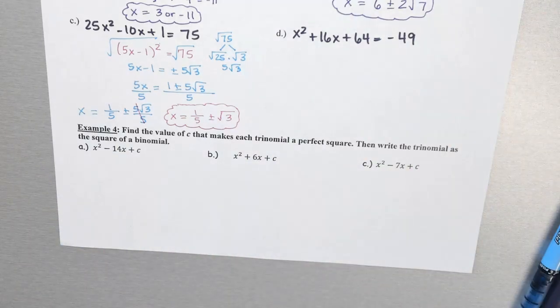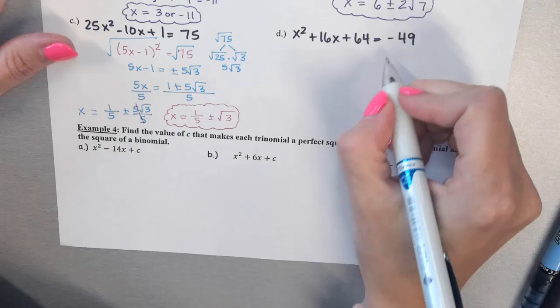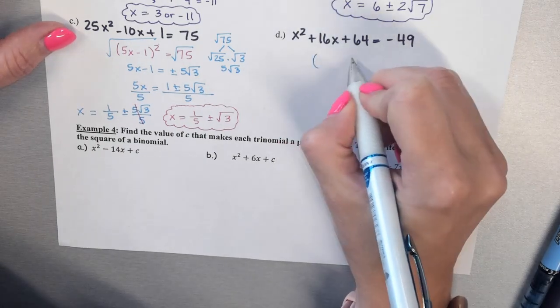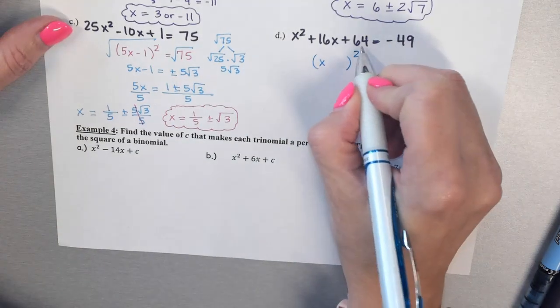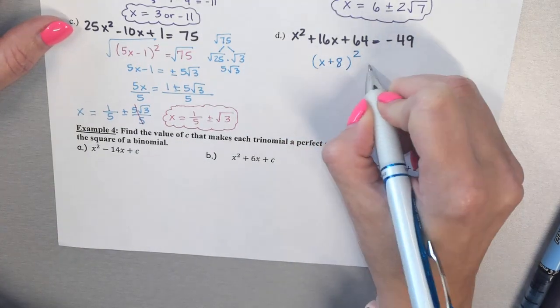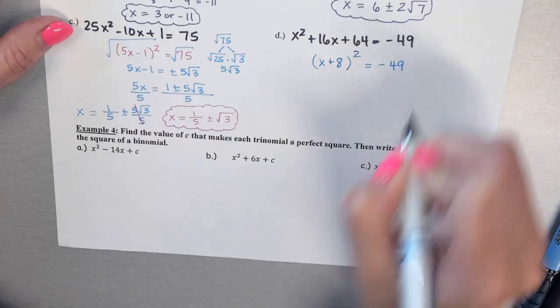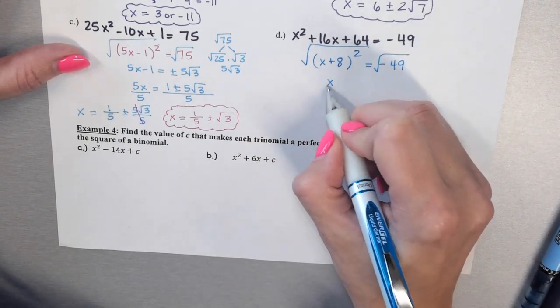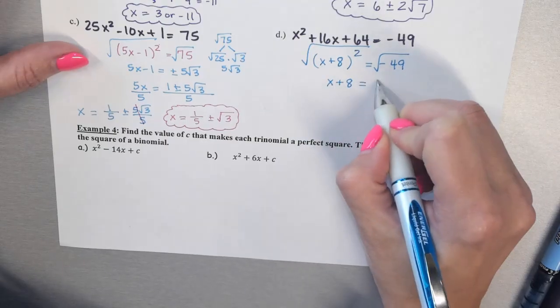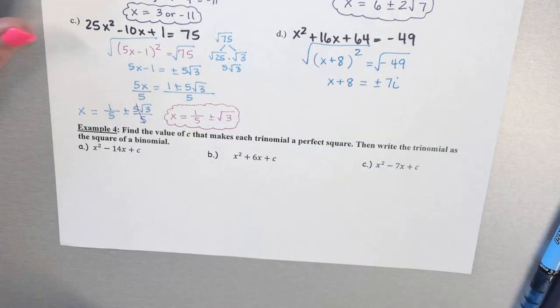Okay, and I also saw you guys did a really nice job remembering to put the i in. So if it's x squared, you're going to start with x. Square root of 64 is 8, so this is x plus 8 squared. We're going to take the square root of both. So x plus 8 equals plus or minus 7i. Okay, don't forget the plus or minus.